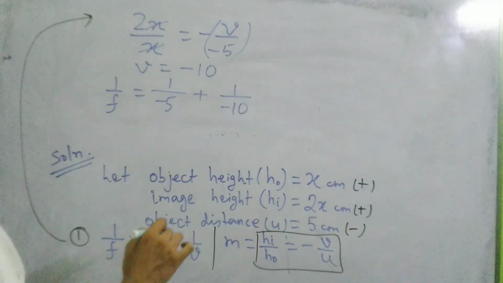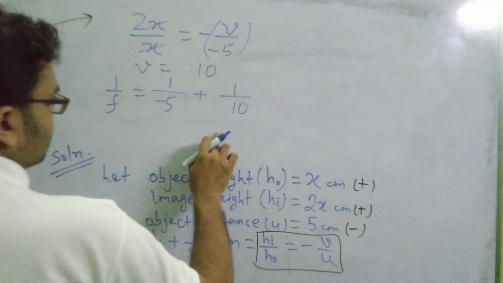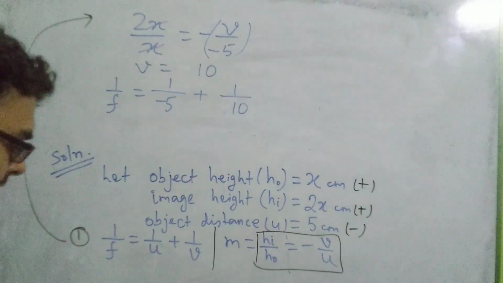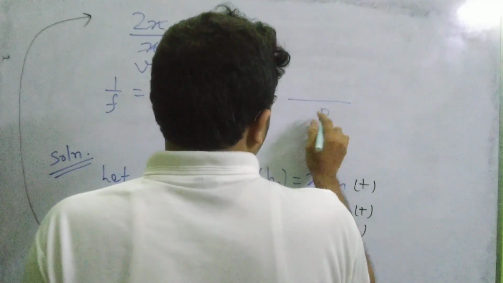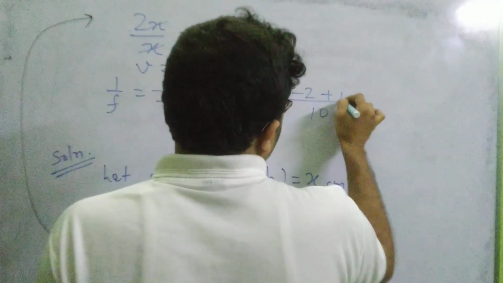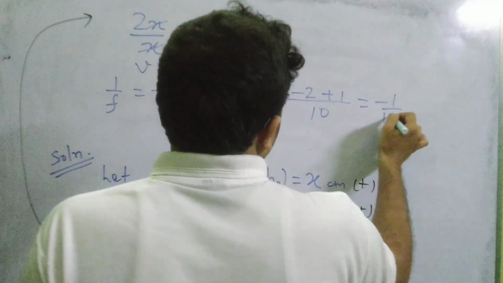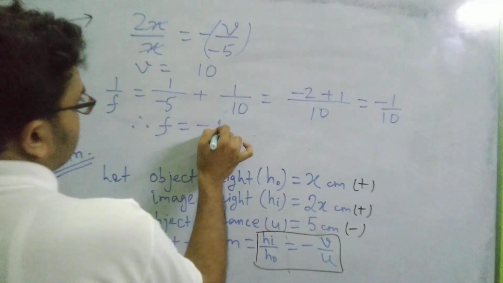Okay, I have made a small mistake. It should be plus 10 here, not minus 10, because these two minuses cancel out and it becomes positive. So if you take the LCM, it is 10, and here it is minus 2, and here it is plus 1, so minus 1 by 10. Therefore the focal length turns out to be minus 10.